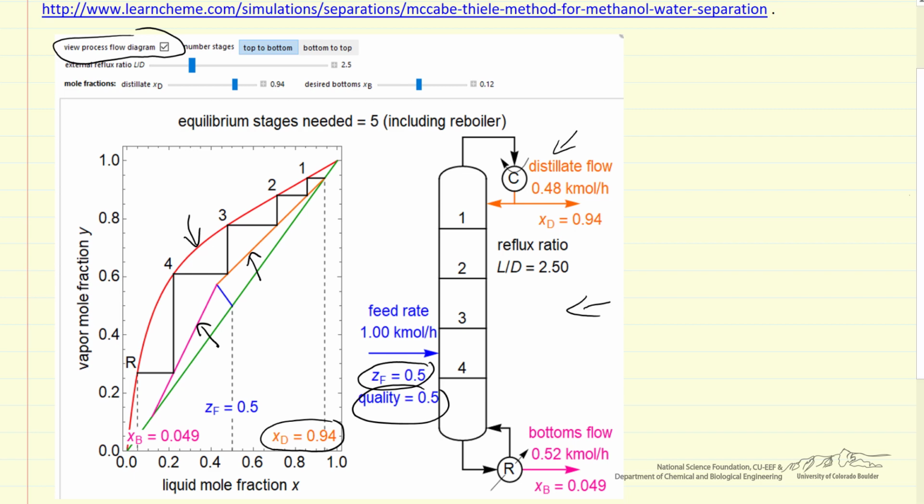Distillate mole fraction 0.94, that's set with this slider, and then the desired bottoms mole fraction set with this slider, and you can see we don't quite get to the desired value. For this number of stages, we're below that. The other option in this simulation is to number the stages starting from the bottom instead of the top. Arbitrary, seems the majority of textbooks use numbering from the top. So let's look at this interactive simulation and see how things behave as we change these parameters.